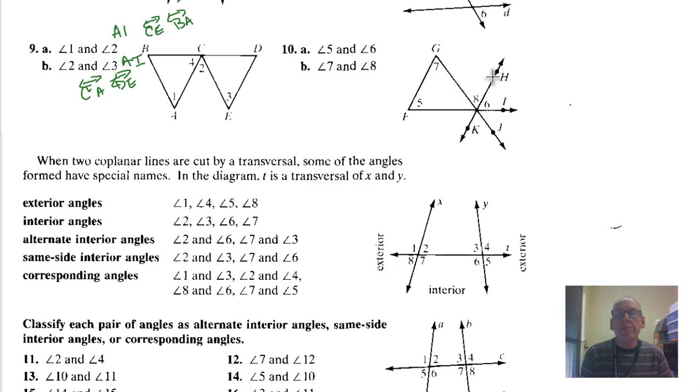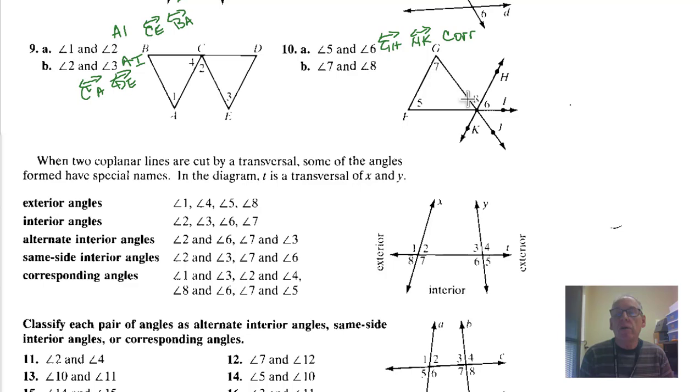Let's look at number 10. Angle 5 and angle 6. Here's angle 5, here's angle 6. If we look at GH as one of our lines, and HK as our other line, then angle 5 and angle 6 are corresponding angles.